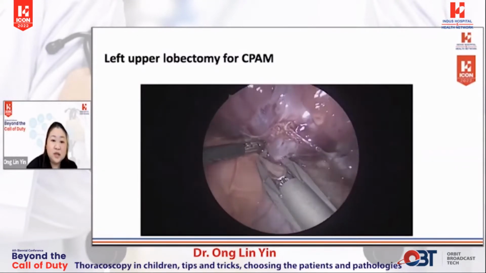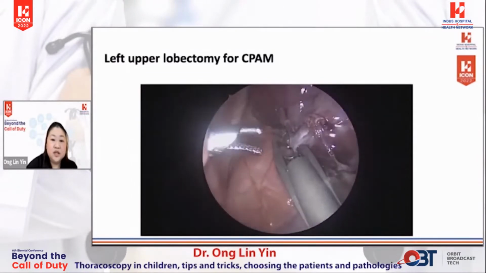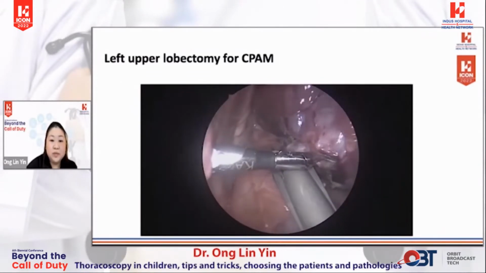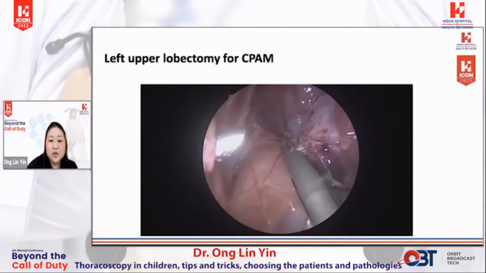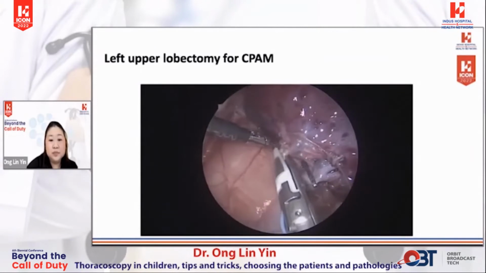Dissection is taking place. It is important to dissect these properly and to secure them with either clips. In this case, we are using a Ligamax, and then subsequently we are sealing using the ligature.